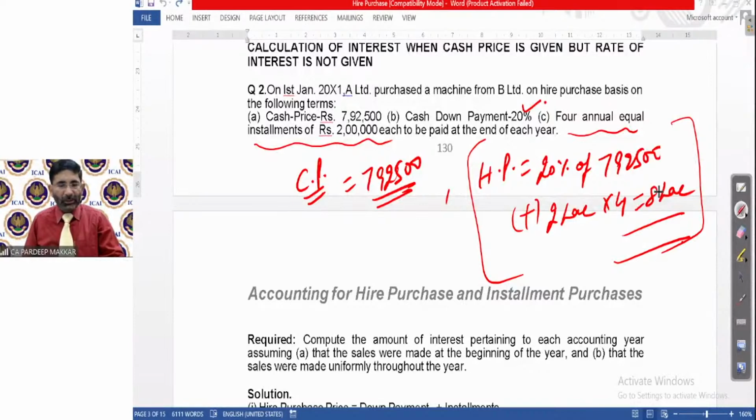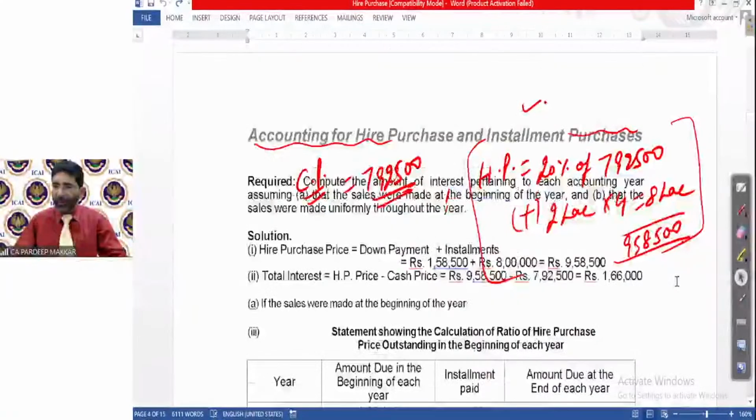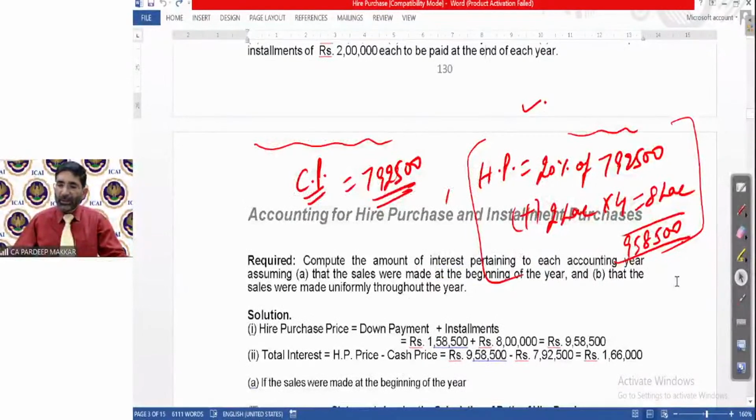Are you getting my voice, beta? Fast. Tell me how much it is. Very good. It is 9,58,500. Is that right? 9,58,500 is right. Check it out. One child has calculated it, though I have it given. I would like to check it from there. It will be a better option. So it is 9,58,500. This is correct.